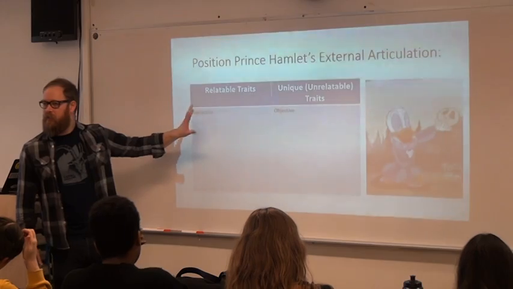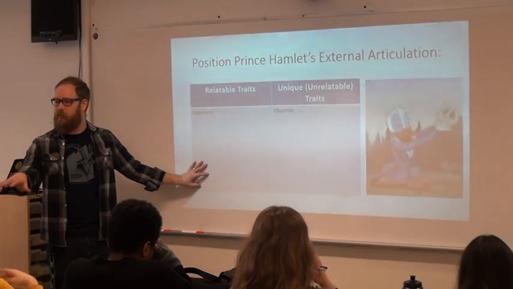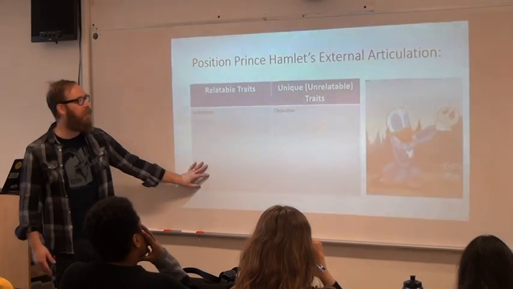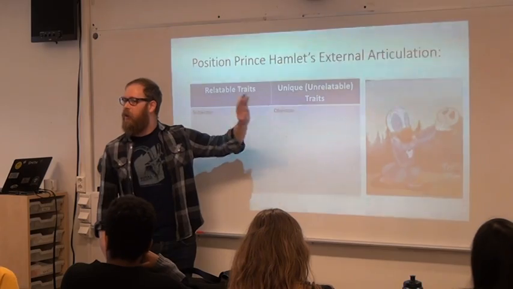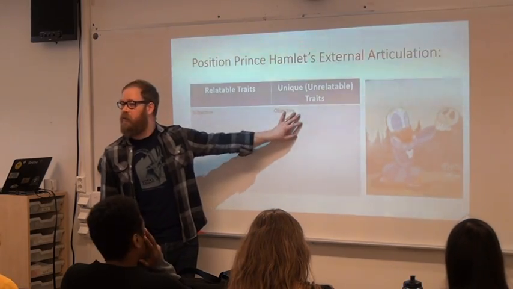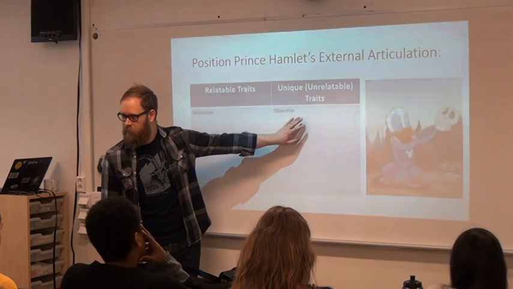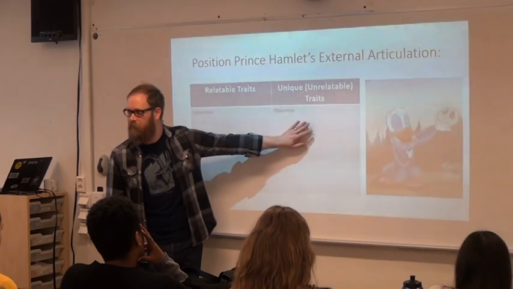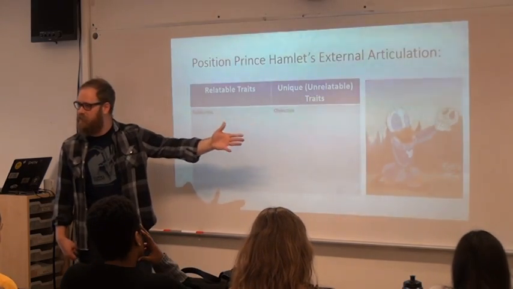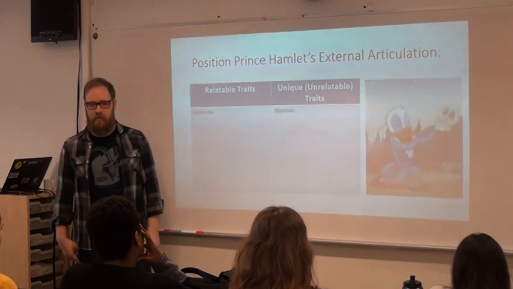And I want you to split them into two groups. Things that are relatable to you as an individual or as a pair, you can do this together. And I want you to come up with traits, dialogue, action that is unique and unrelatable to you, that creates subjectivity or objectivity? Objectivity, yeah? I'm going to give you about 10 minutes to do this. Then we'll come back and we'll make lists.